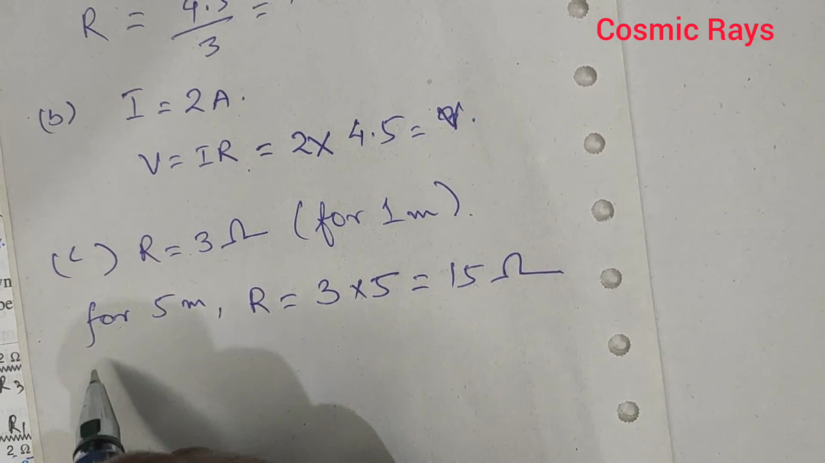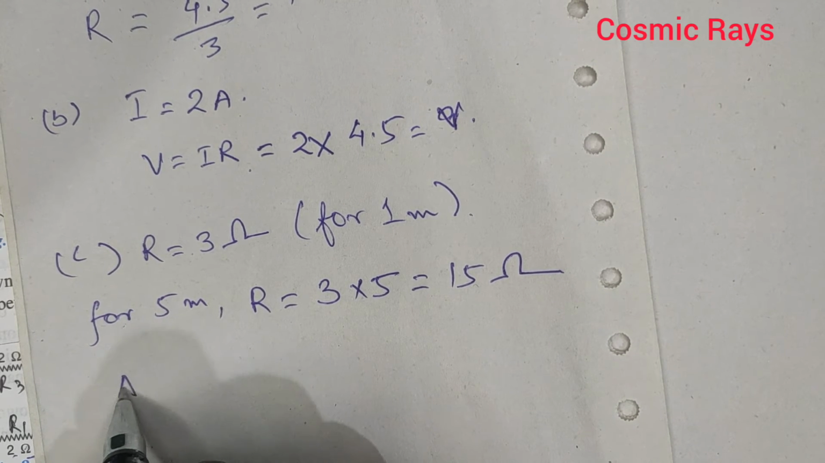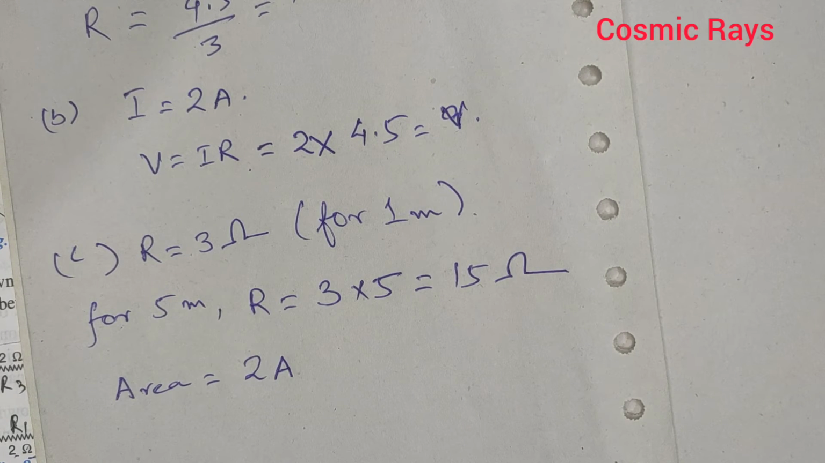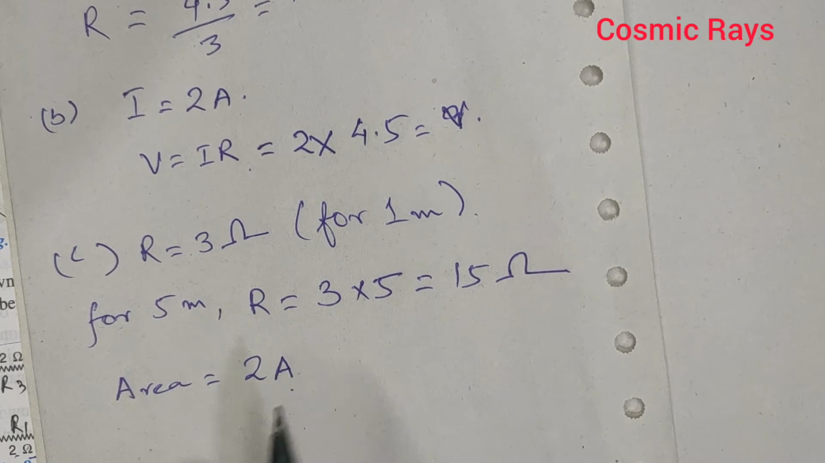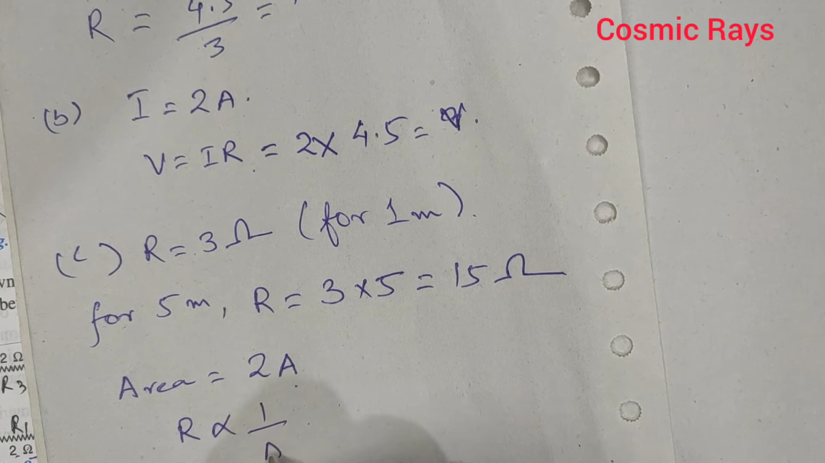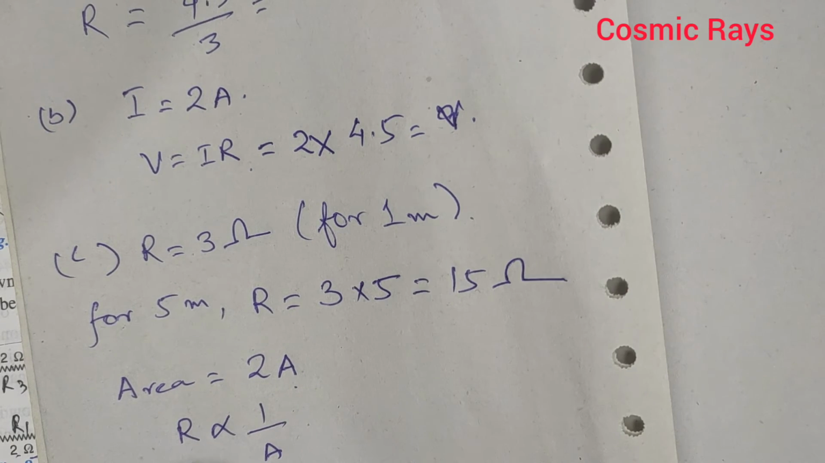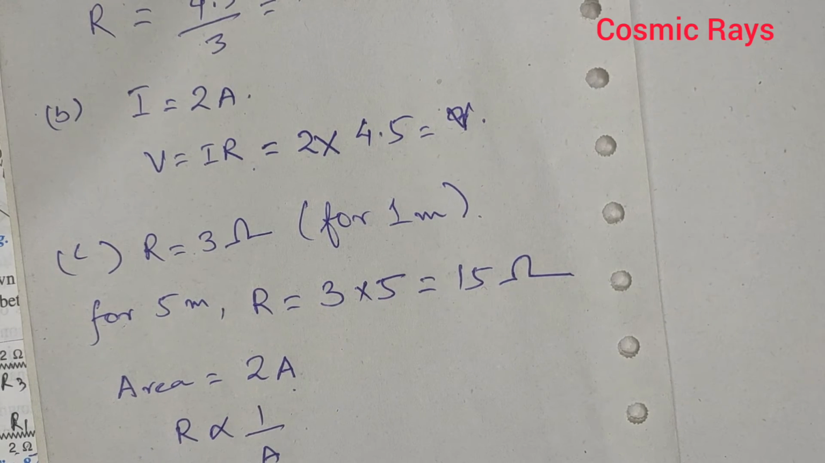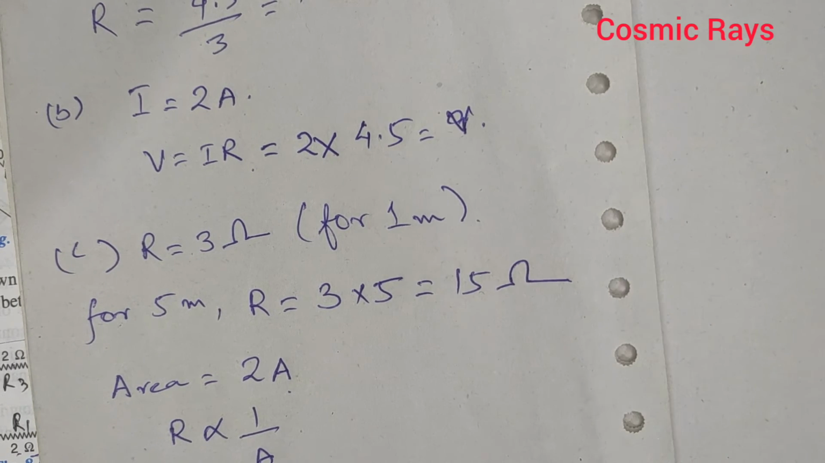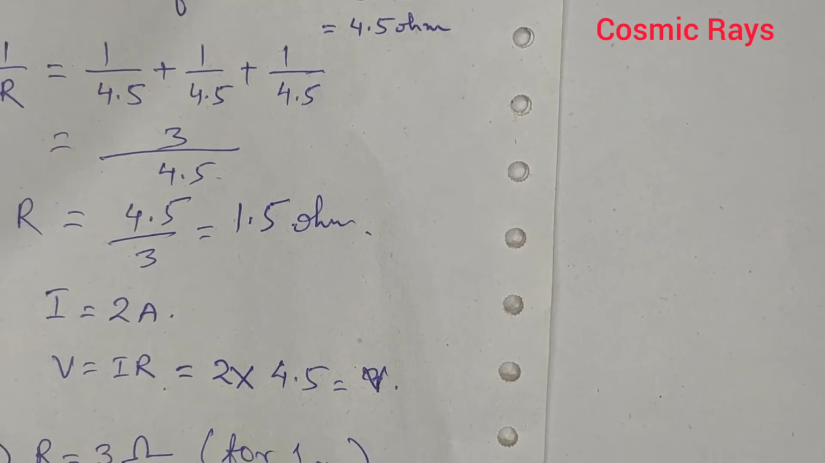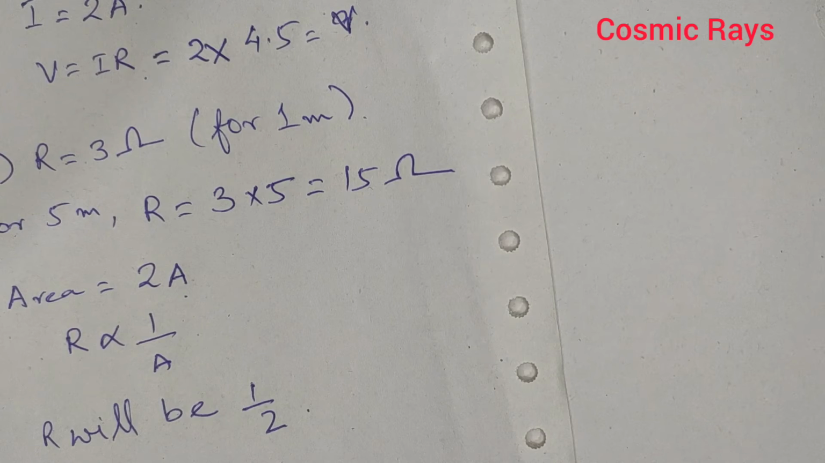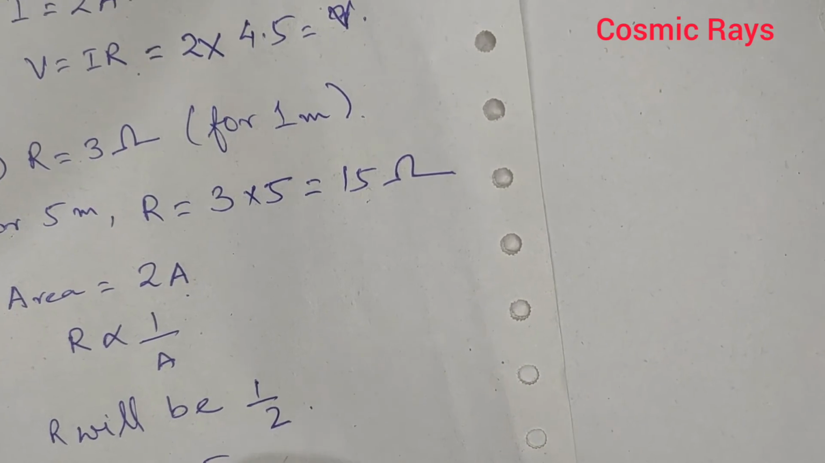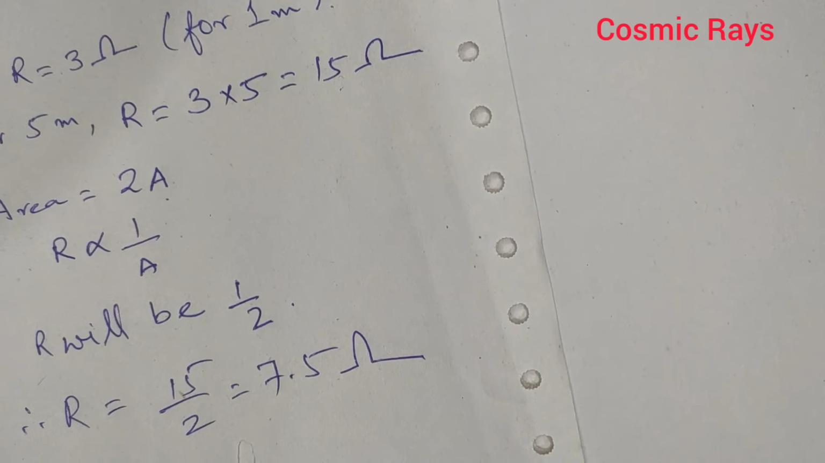Area is doubled, so twice the old area, that is twice A. Now we know that resistance is inversely proportional to area, so R will be half. Now this is the answer, or we can simply say 15 by 2. So therefore R is equal to 15 by 2, that is 7.5 ohms.